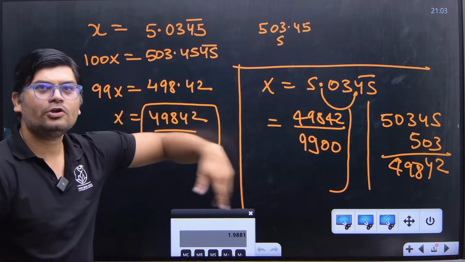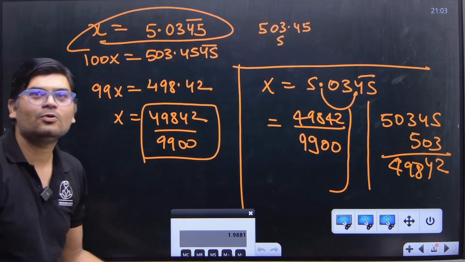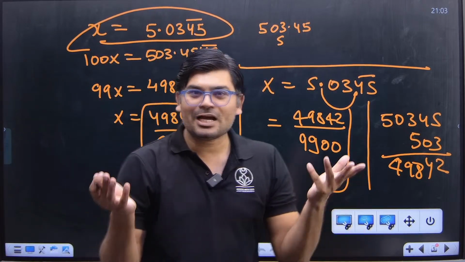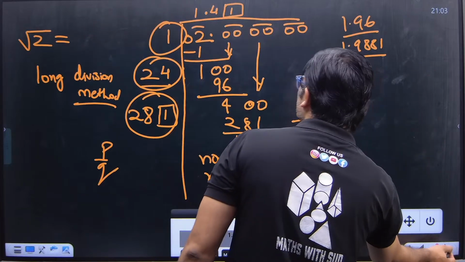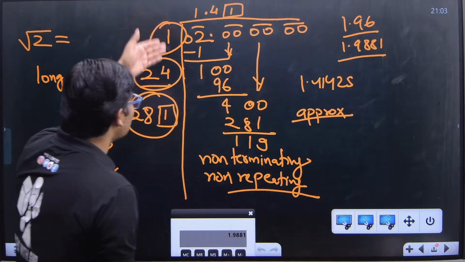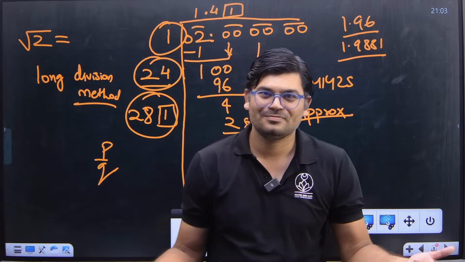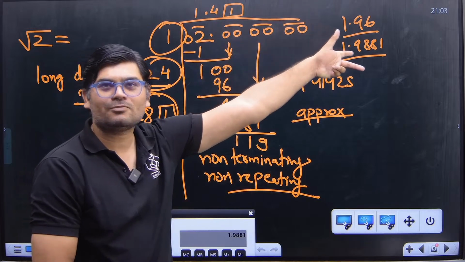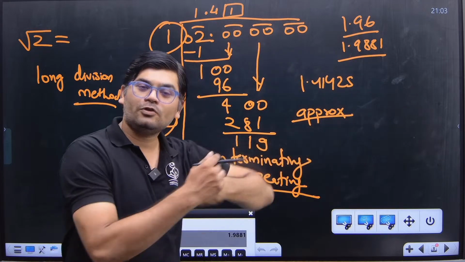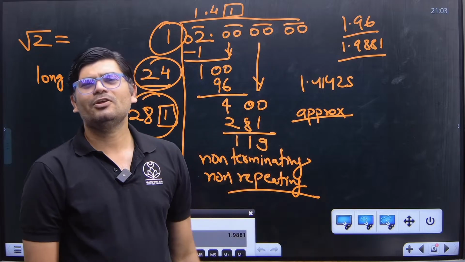Any repeating part, you can also convert it into the form of P by Q. Any repeating part can be converted, but if you keep on changing the divisor, the remainder will never come. And this is the only process. You can never get a perfect square of 2. You will get closer to it, but it will never be 2. You will never reach it.